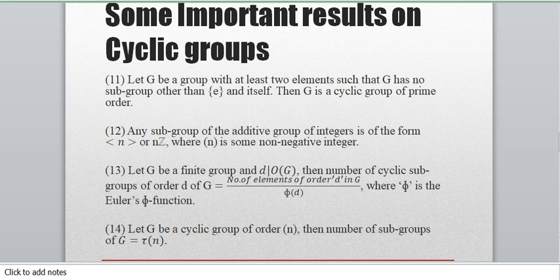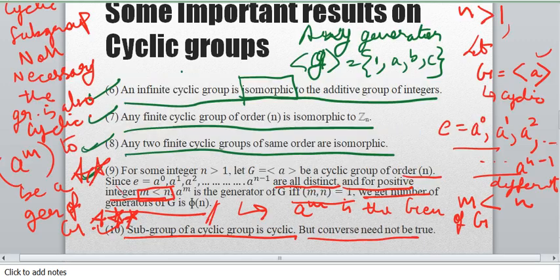In the previous video we were talking about some important results. If I go back to the previous slide, here it is. Some of the important results were given to us: how groups are isomorphic. Then we learnt about the integer part, where n is greater than 1 and G can be generated by an element a. Let G be a cyclic group of order n, since e equals a to the power 0, a to the power 1, a to the power 2, up to a to the power n minus 1 are all distinct.